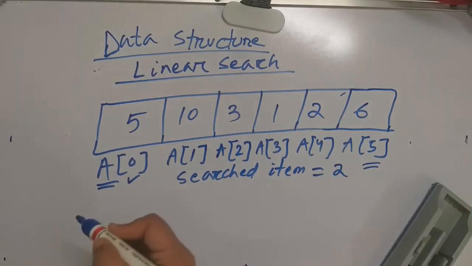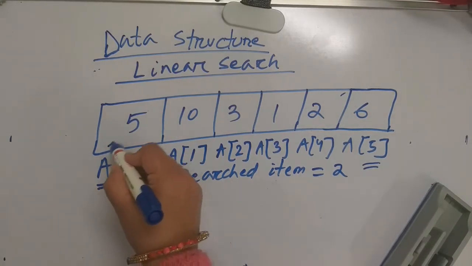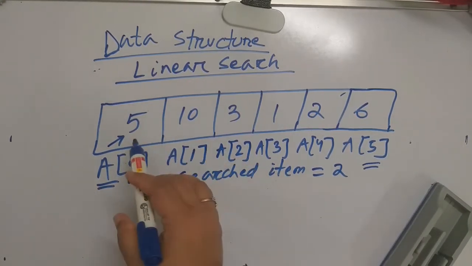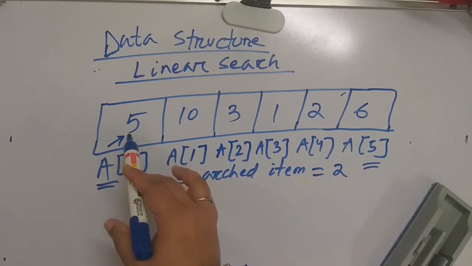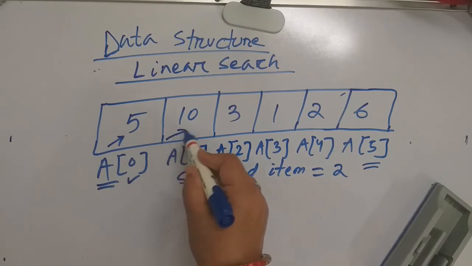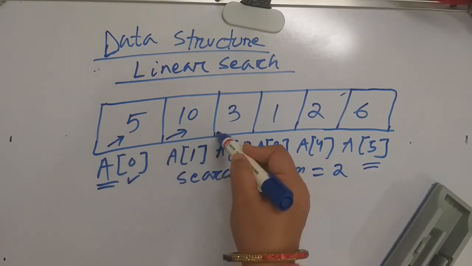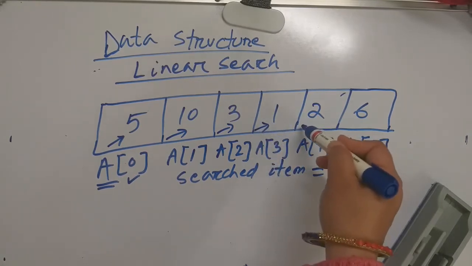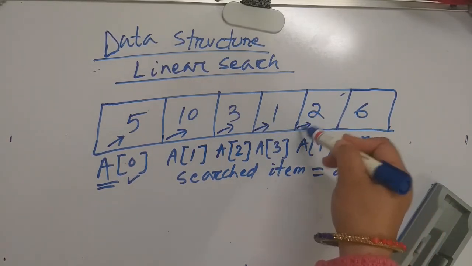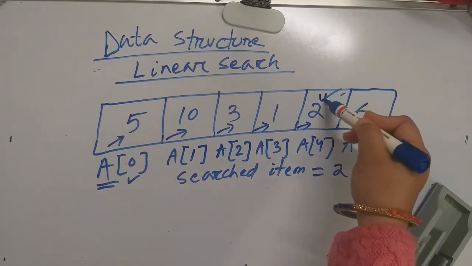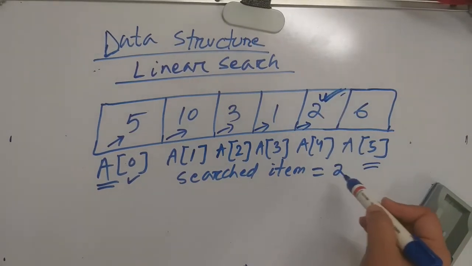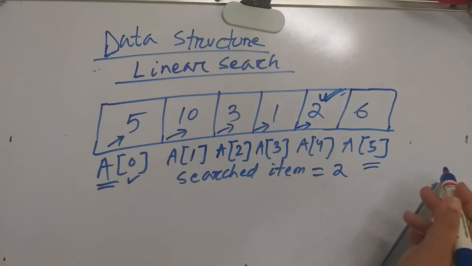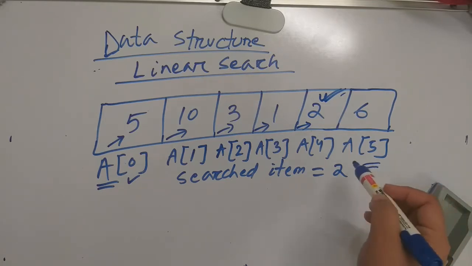2. Okay, so first what we are doing, we check if the first item is the searched item or not. We know that this is not the searched item, then we go to the next. It is not the searched item, then we go to the next. Then we go to the next, and whenever we find the 2, that means the search is successful and we find out the element at which position.